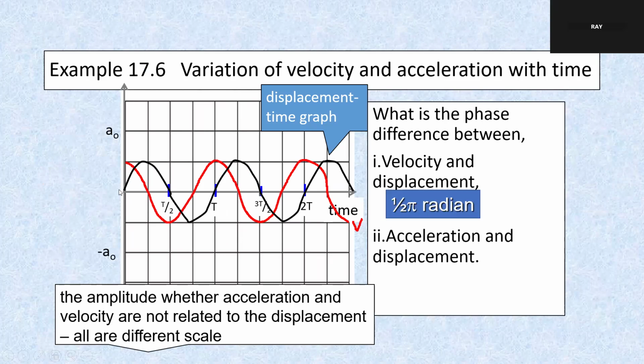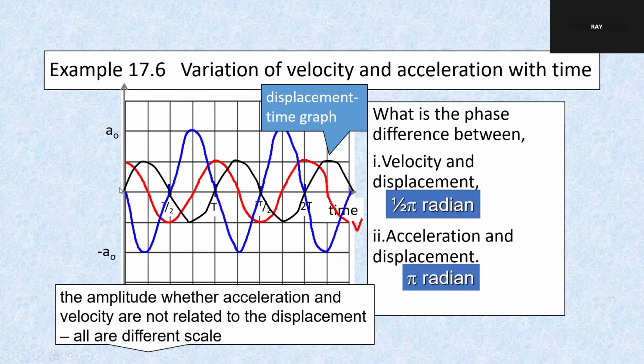Right? This is a displacement time graph. This is a velocity time graph. Acceleration, you can refer to your definition. So what's the phase difference? Pi radian. Memorize these two. Pi radian. So if you got the displacement time graph, the black one, then it's just inverted. Inverted, the blue one. Okay with that? Yeah.